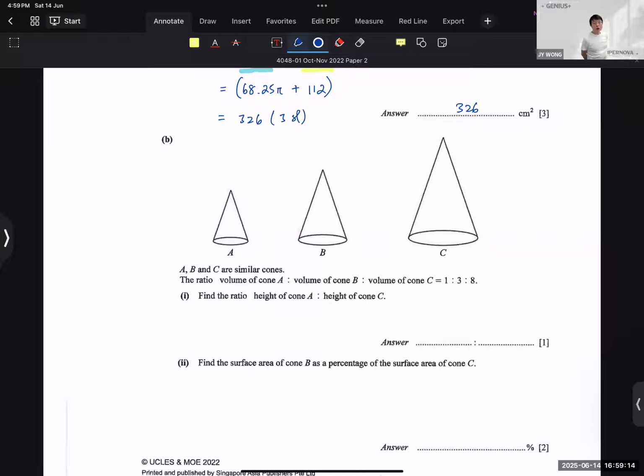Part B is relevant to the N-level students too. In your syllabus, you don't need to know how to prove congruency and similarity, but you need to know how to apply congruency and similarity. So this is your similar figure property.